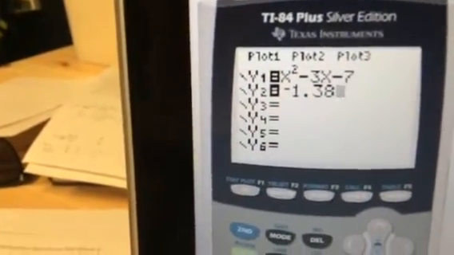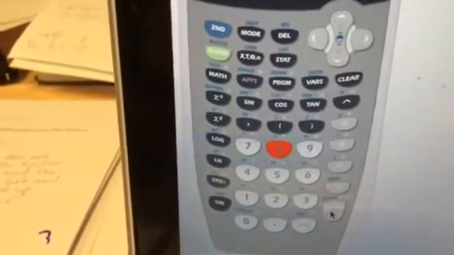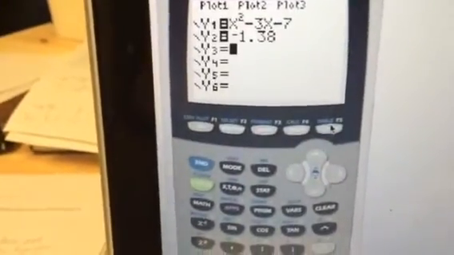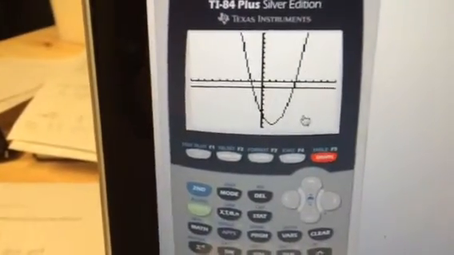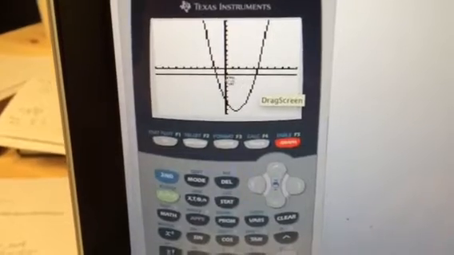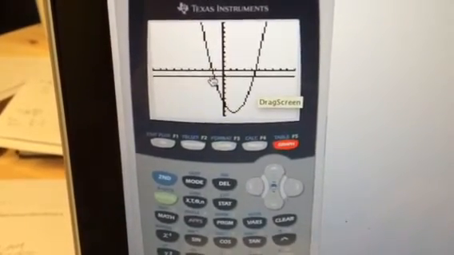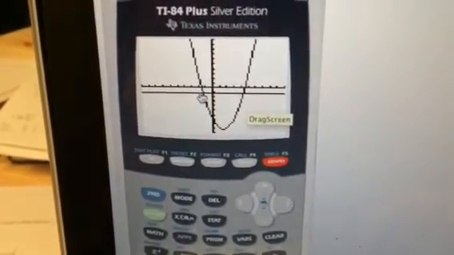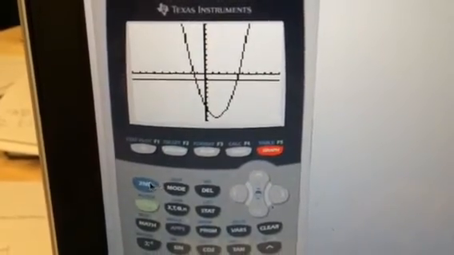So I'm going to actually graph a horizontal line at y equals negative 1.38. So I'm going to hit graph. So I should have a parabola and a straight line now. And what's cool is our calculator will tell us where the parabola and the line intersect, and that should get me the ordered pair that I want. So here we go.